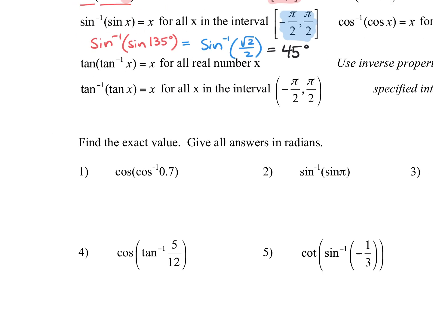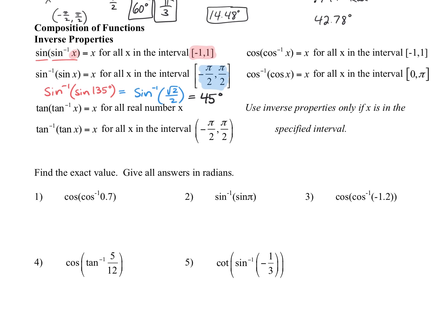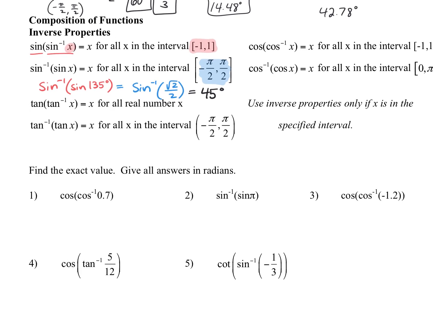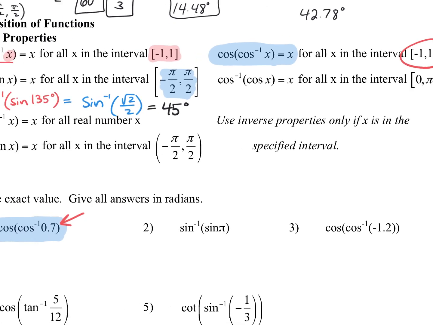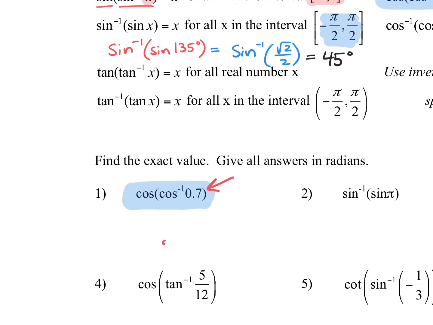So here, I'm just trying to keep the table available for us. Here we have the cosine of an angle whose cosine is 0.7. Well, that looks an awful lot like this. As long as my value of 0.7 is on the interval of -1 to +1, then my answer here is simply 0.7.